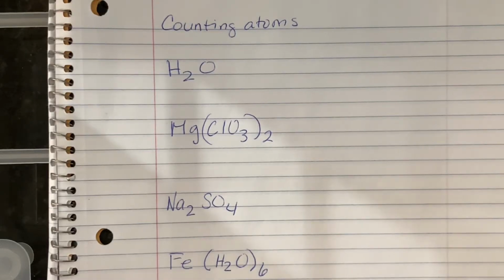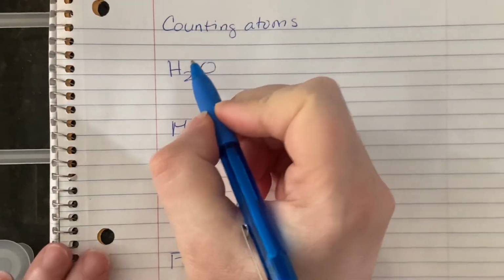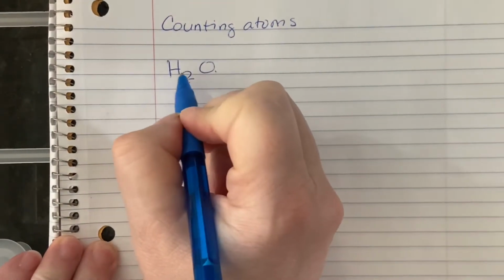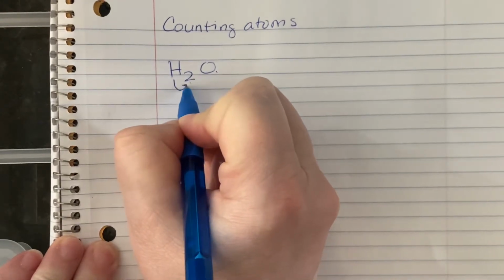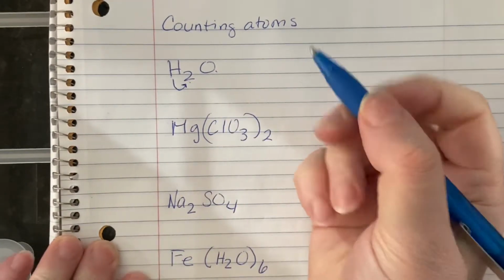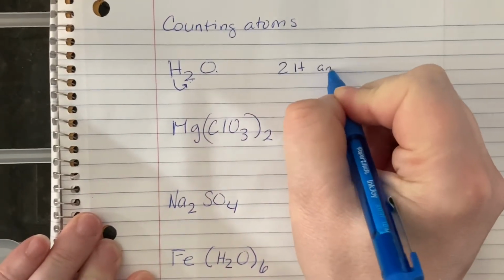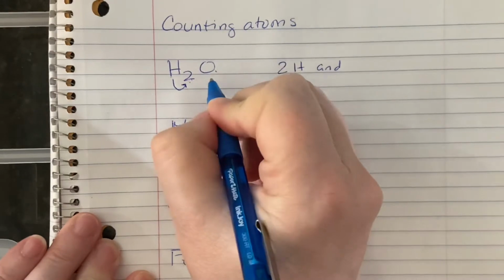All right, we're going to do some counting atoms now. I'm starting off with water because that's something many people are familiar with, H2O. You always look to the right of the element to see how many of each element there are. So there's 2 hydrogens, and that one doesn't have a number to the right.